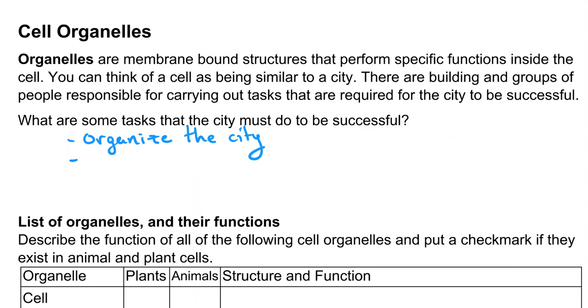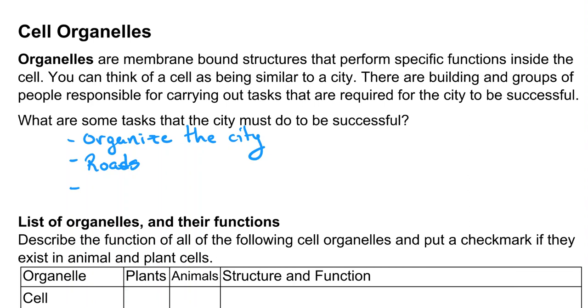Okay. Now, the next thing is that you have to have a way to be able to transport things around the city, right? Typically, that's a road or something like that, or a subway system or whatever. So those roads or those subways allow the transport of people and goods and services across the city or across the town. What are some other things that need to be done?